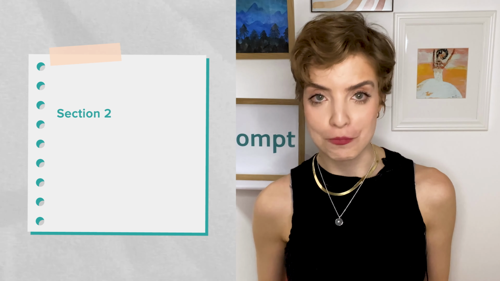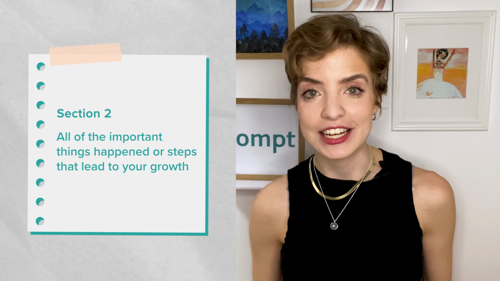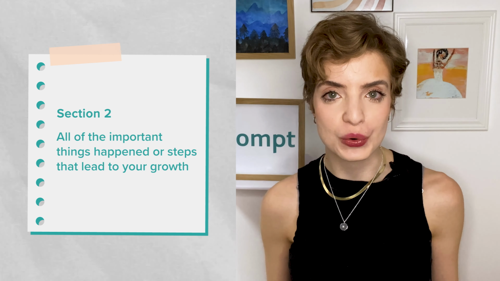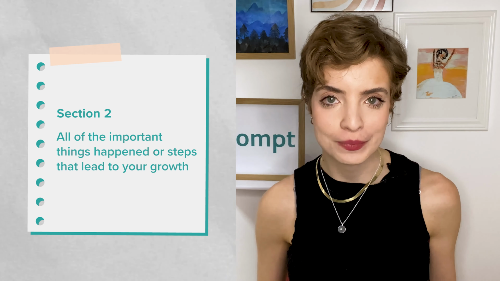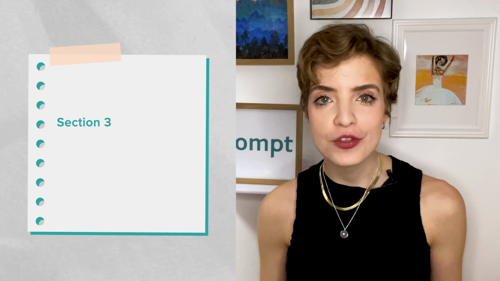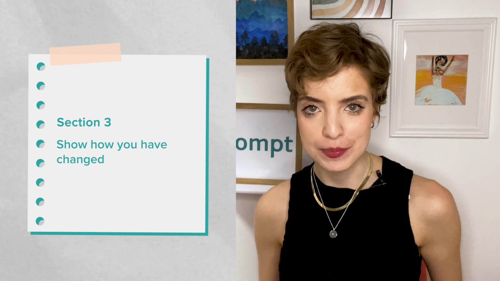Then we'll move into Section 2. This is the during portion of your journey, where all the important things happen and you took the steps that led to your growth. It may or may not be a continuation of your introduction story. The key here is to focus on the steps you took to learn, change, and grow. Once you've explained what it took for you to become this new version of yourself, you can prove it in Section 3. This is where you'll write about your thoughts and actions to show how you've changed or what you've done as a result of your experiences.